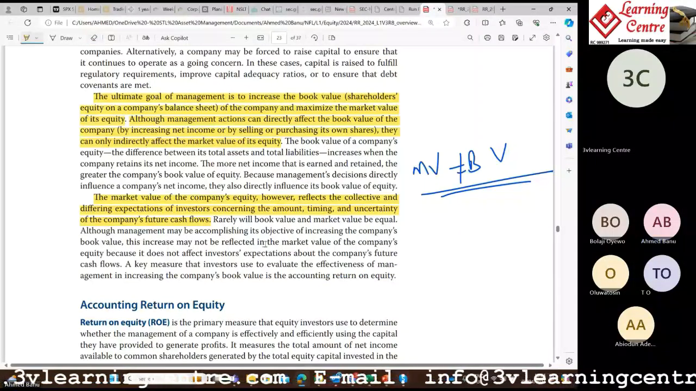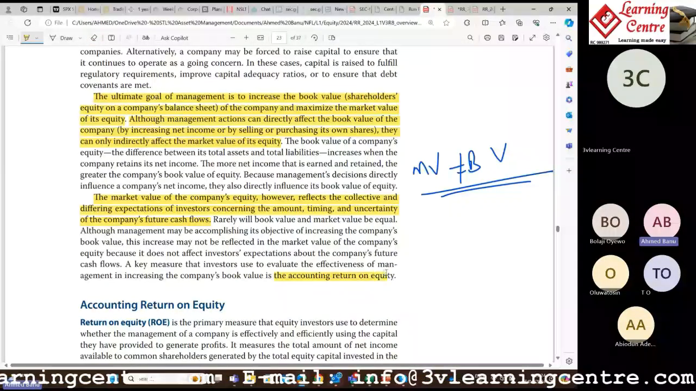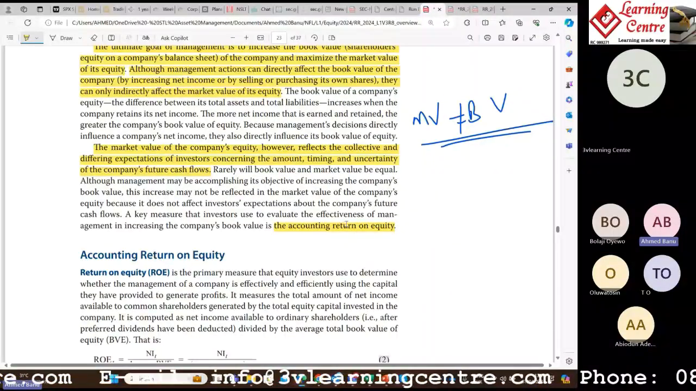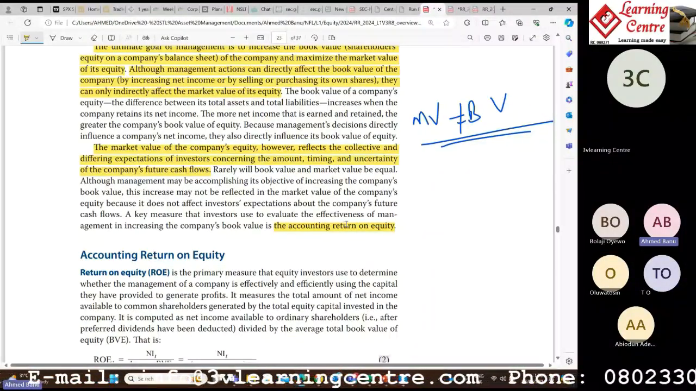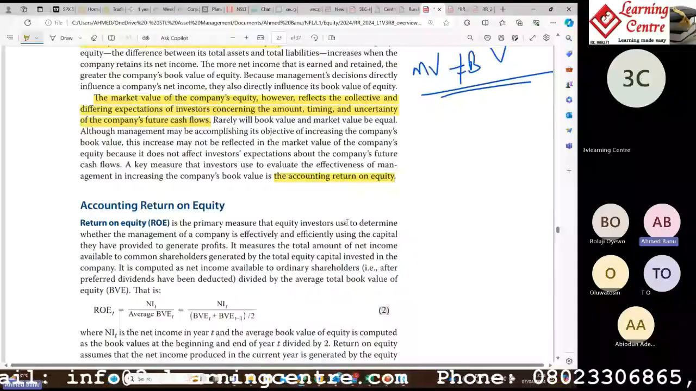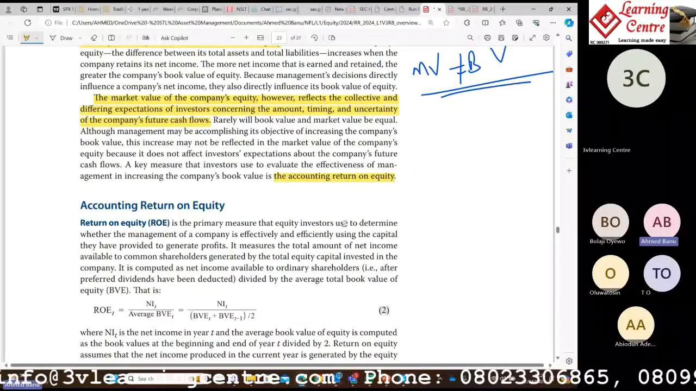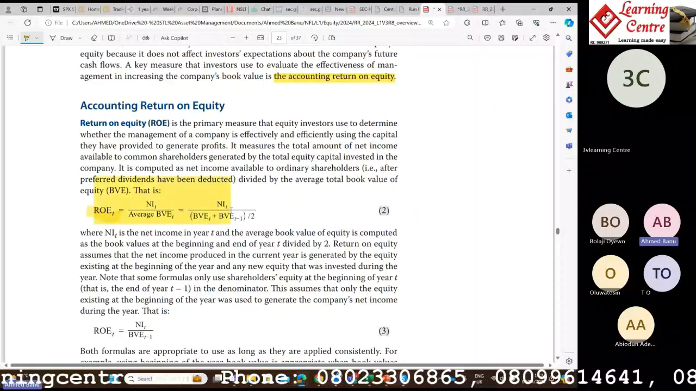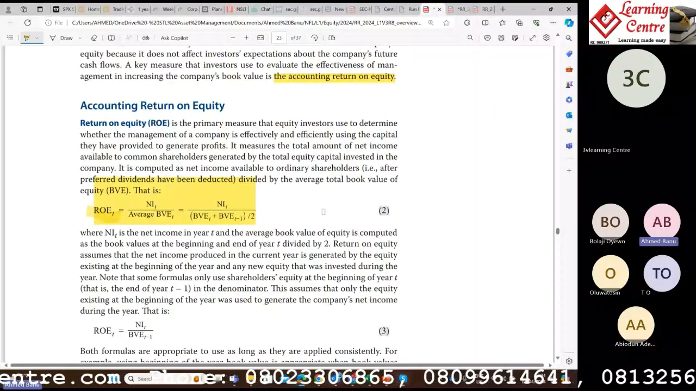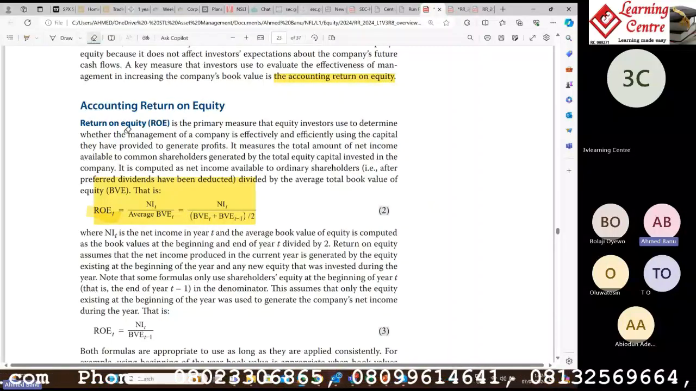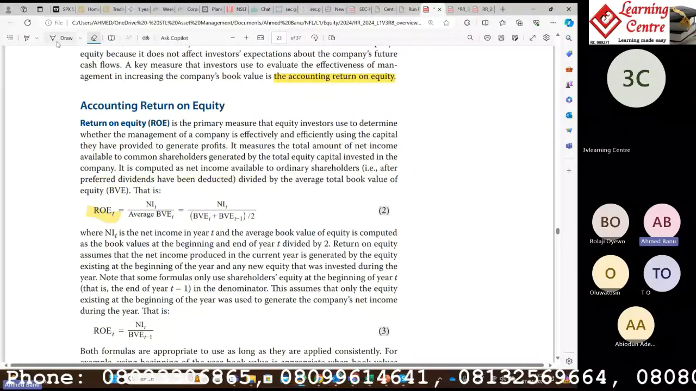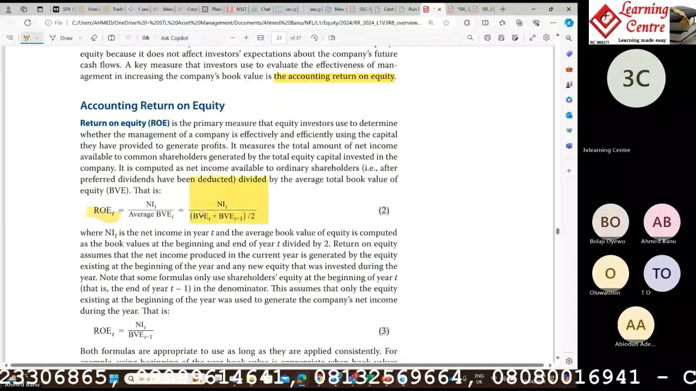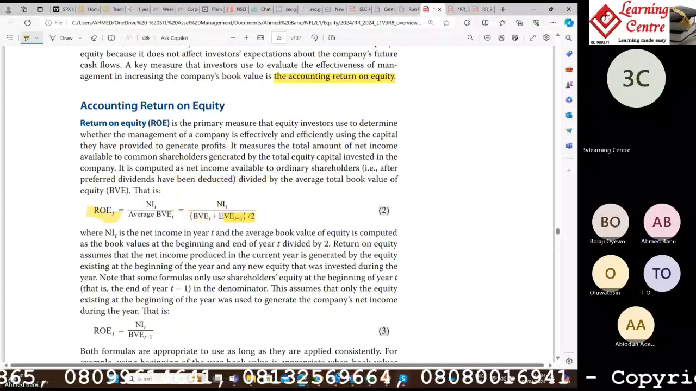So your accounting rate of return on equity is what investors use to evaluate the effectiveness of management in increasing book value. And that's what we have here, your ROE. So your ROE is what the markets use to judge how well you are doing.